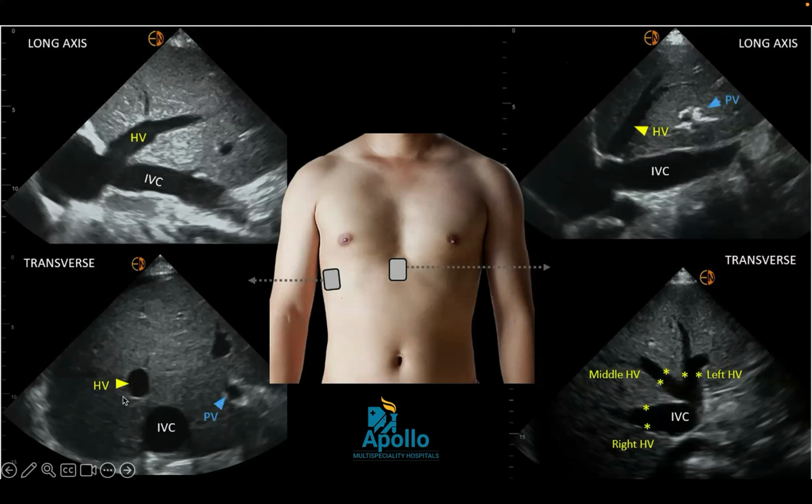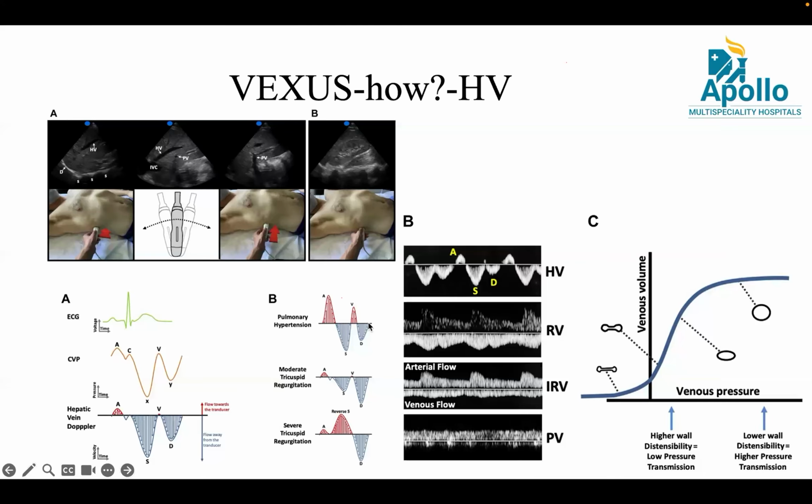If you put your pulse wave Doppler through the hepatic veins, you will get waveforms like this. Remember the CVP waveforms that we know, A C V X Y. CVP is the right atrial pressure. If you are measuring the hepatic venous pressure, it will be an exact replica of the CVP waveform with a bit of modification. Supposedly this is the CVP waveform where you have A C V X Y waves, and you draw an imaginary line through this between the A and V, and you get a hepatic venous waveform where two upward waves are there, A and V. You don't have a C wave here, and two downward waves are there, which are S and D. So the A wave is the diastolic part, and the S wave is the systolic part.